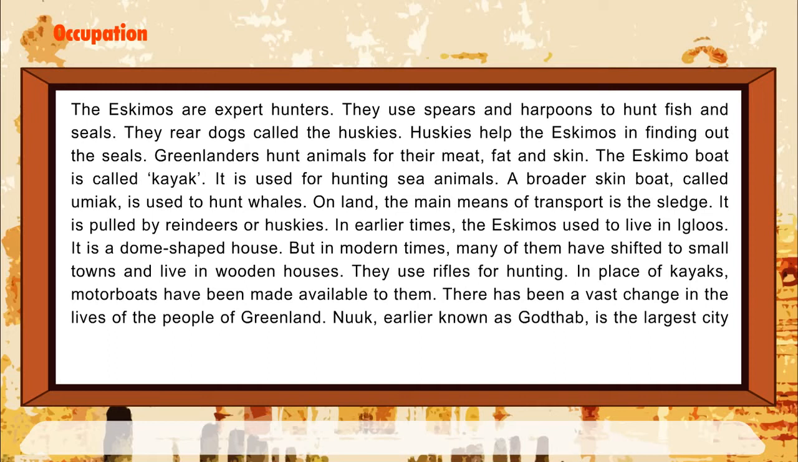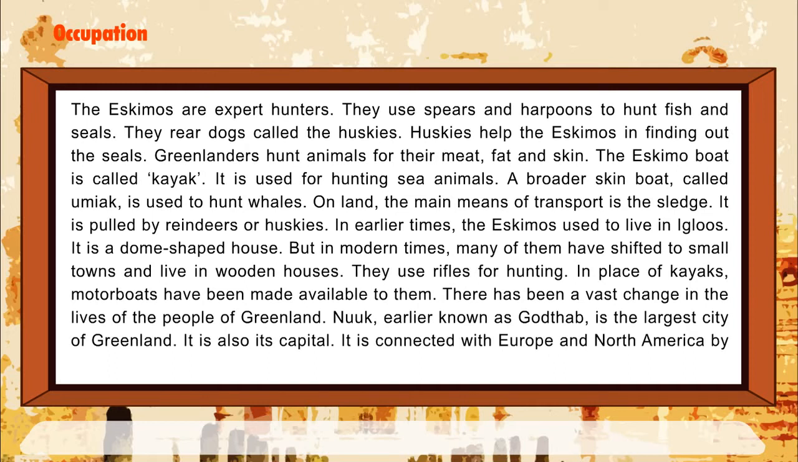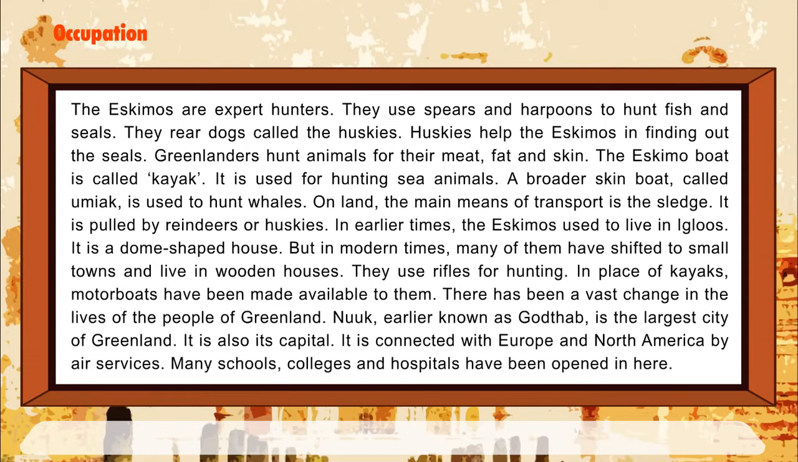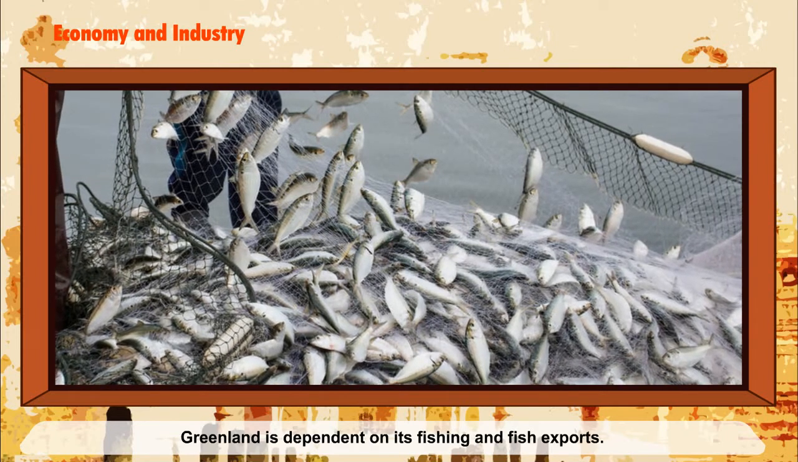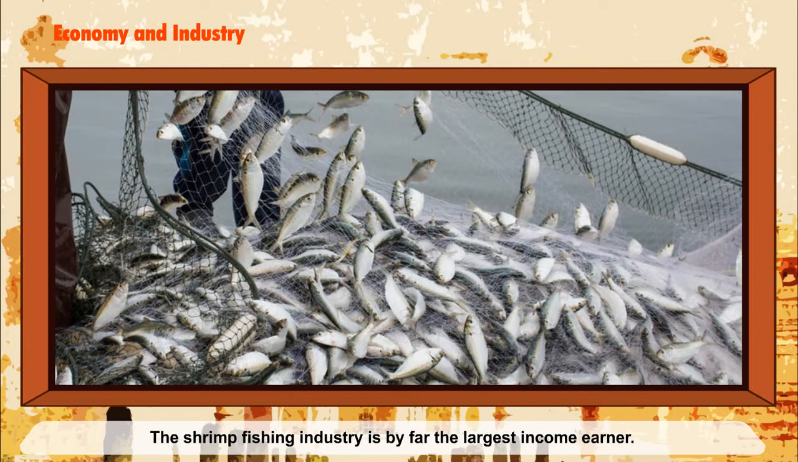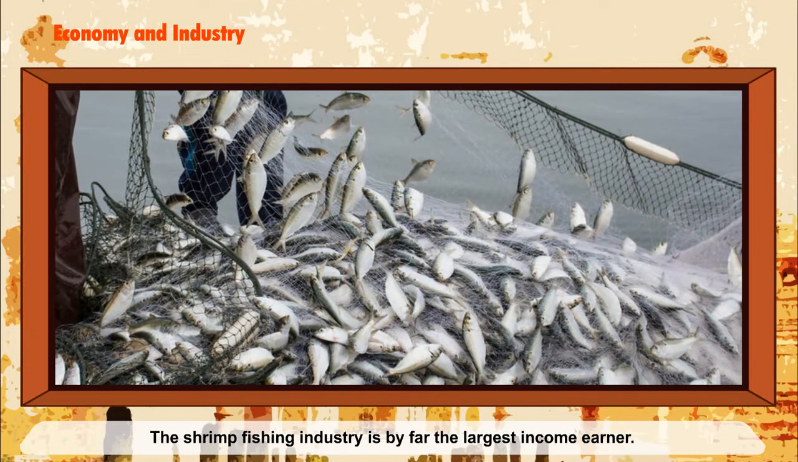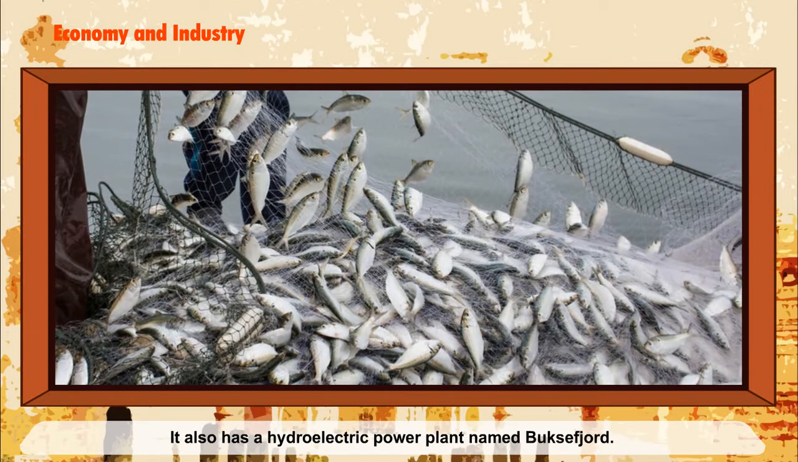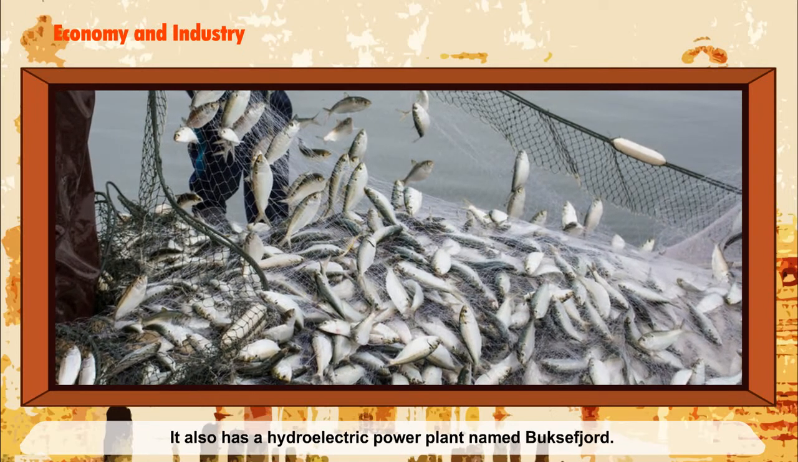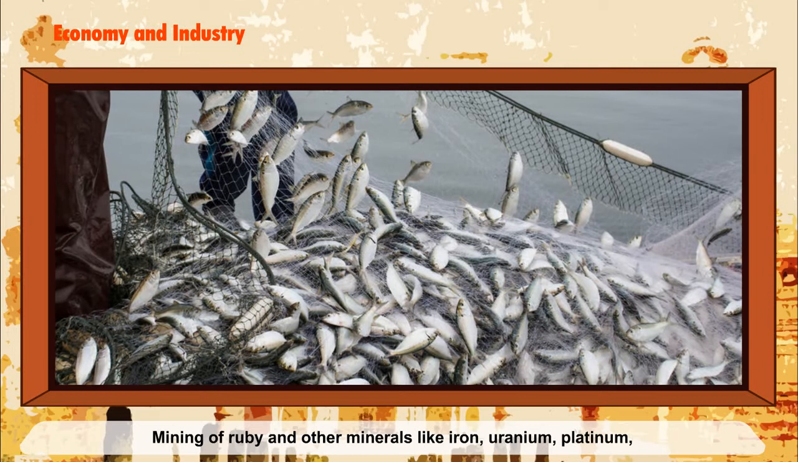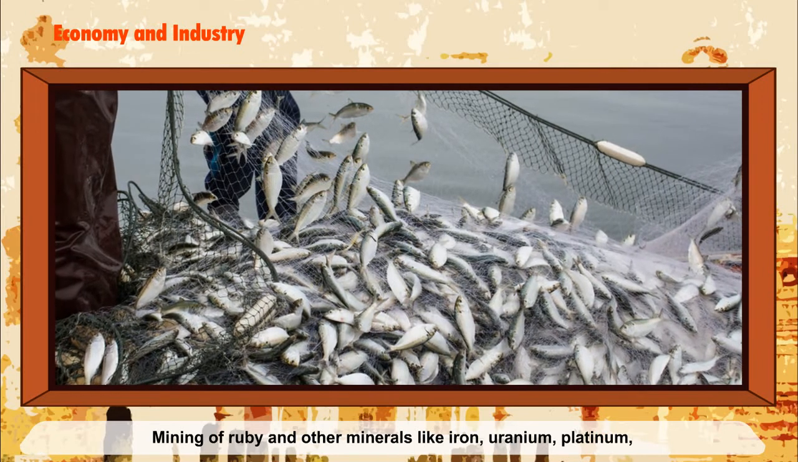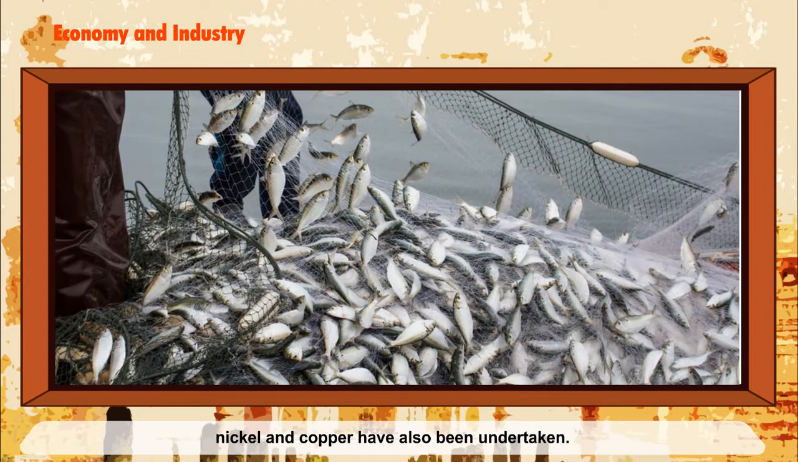Nuuk, earlier known as Godthab, is the largest city of Greenland. It is also its capital. It is connected with Europe and North America by air services. Many schools, colleges and hospitals have been opened here. Economy and industry. Greenland is dependent on its fishing and fish exports. The shrimp fishing industry is by far the largest income earner. It also has a hydroelectric power plant named Buksefjord. Tourism has grown rapidly and has benefited the economy. Mining of ruby and other minerals like iron, uranium, platinum, nickel and copper have also been undertaken.